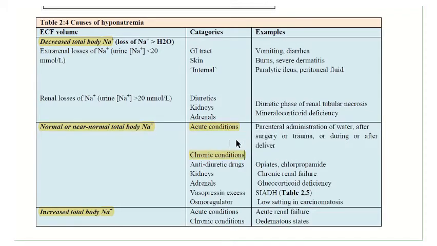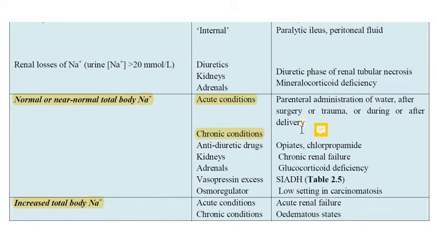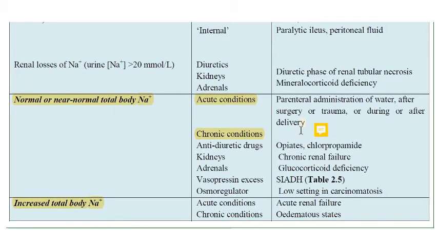أو أكو chronic conditions. acute condition مثلا parenteral administration of water after surgery or trauma or during or after delivery. هنا خطأ مطبعي، هاي delivery after delivery. هاي بالنسبة ل acute conditions. أكو chronic conditions اللي هي antidiuretic drugs مثلا opioids، chloropropamide. kidneys مثلا chronic renal failure. adrenals مثلا glucocorticoid deficiency. vasopressin excess مثلا حالة SIADH syndrome of inappropriate secretion of ADH. asthma regulator low setting in carcinomatosis.